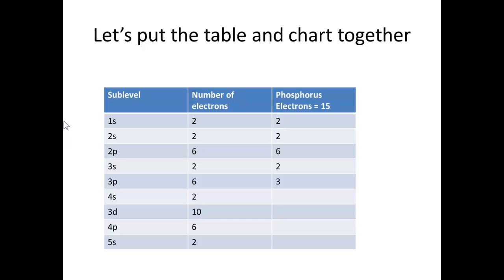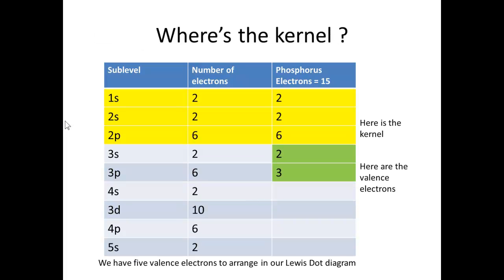So for phosphorus, we'll put that together and say that we've got 1s, that's our first level, 2 electrons in it, 2s, 2 electrons in it, 2p, 6 electrons in it, and 3s, we've got 2 electrons in it, and 3p, we have 3 electrons in it. So if I add those up, 2 plus 2 plus 6 plus 2 plus 3 is 15.